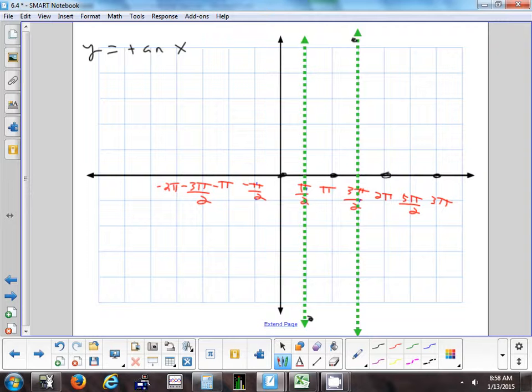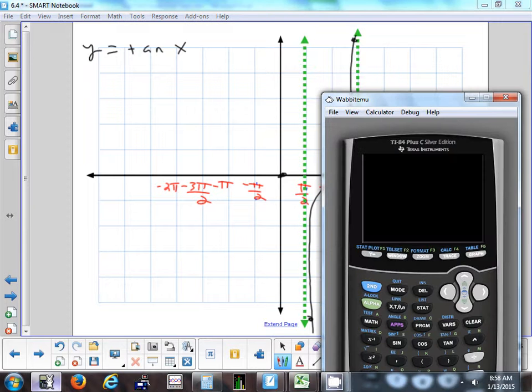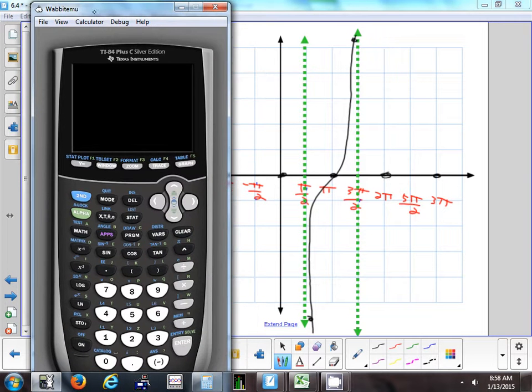So even though this isn't a continuous function, between those green lines it is. Okay, so it's going to kind of come up, curve, and go up like that. And that's basically your graph of tangent. If you repeat that over and over, you could draw multiple periods. Okay, let's look at it. Let's look at it on here.